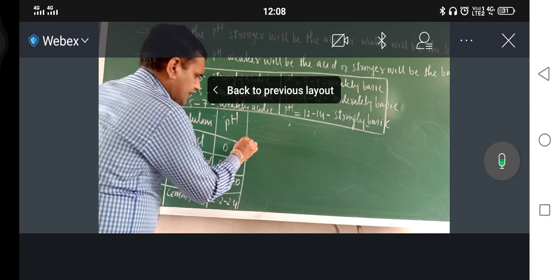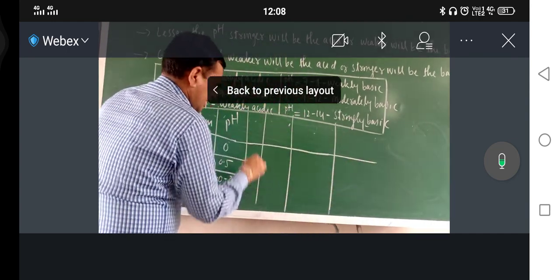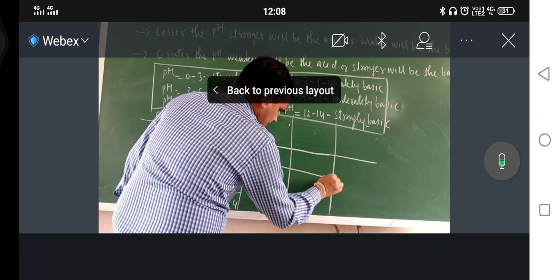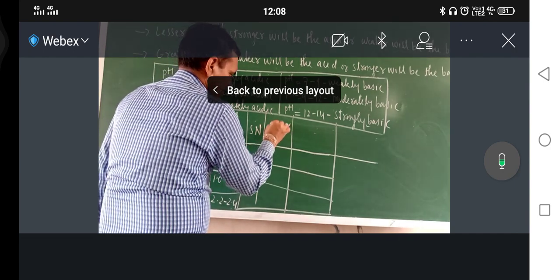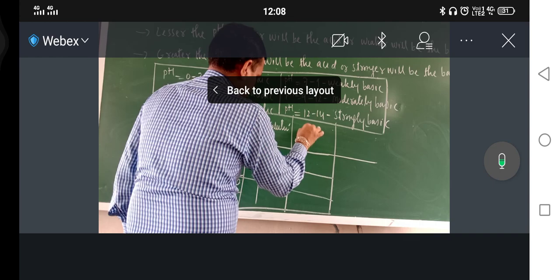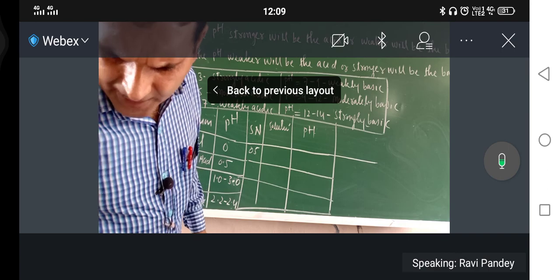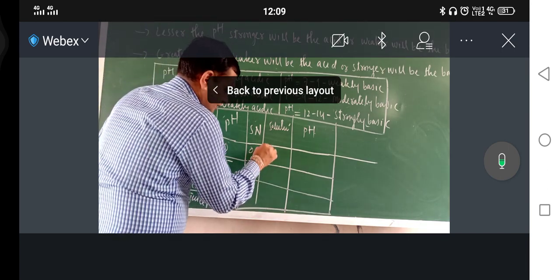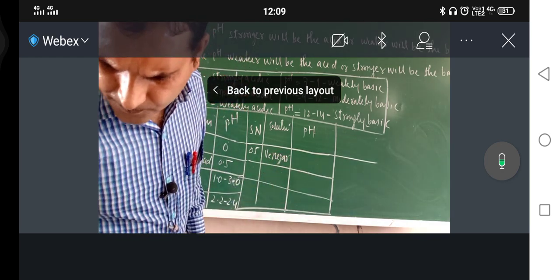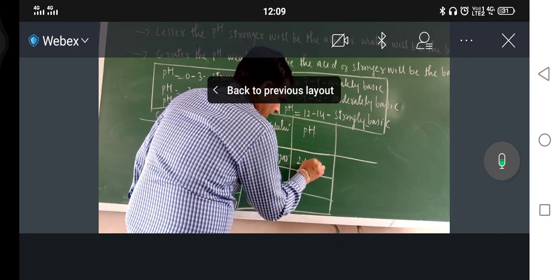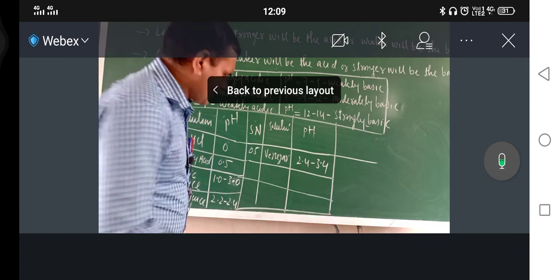Again you extend. Just see here serial number, solution, and pH. So 4, and this is 5. Number 5 is vinegar. Vinegar pH is 2.4 to 3.4.